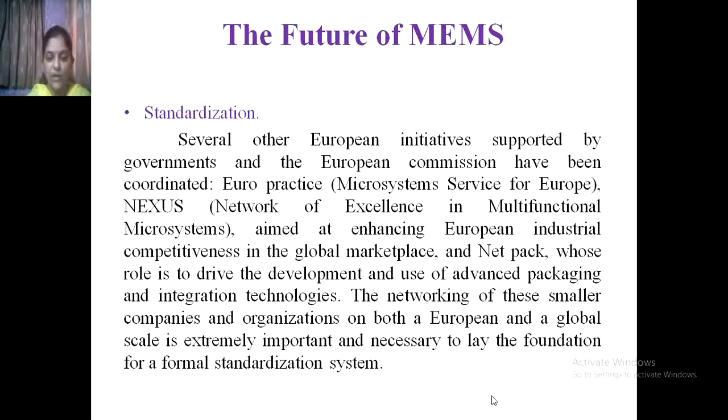So the networking of these smaller companies and organizations on both a European and a global scale is extremely important and necessary to lay the foundation for a formal standardization system. So again, the network of excellence in multifunction microsystem is used to enhance the competitiveness as well as the global marketing for MEMS devices.